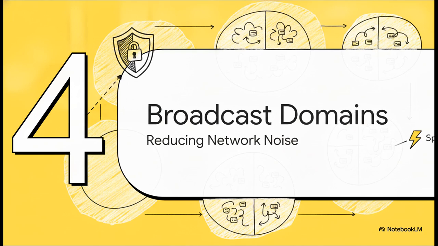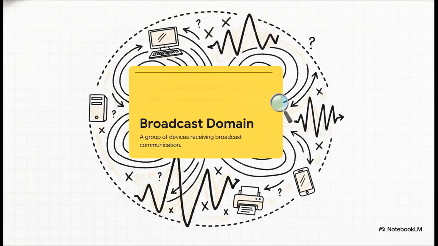Moving on to part four, broadcast domains and performance. Let's talk about reducing network noise. Here's the really cool thing. VLANs don't just lock down a network, they actually make it significantly faster. To see why, we have to look at the broadcast domain. Basically, this is just a group of devices that all receive the same broadcast communication, like a basic ARP request. Think of a flat network like that one coworker who always uses reply all for an email meant for just one person.